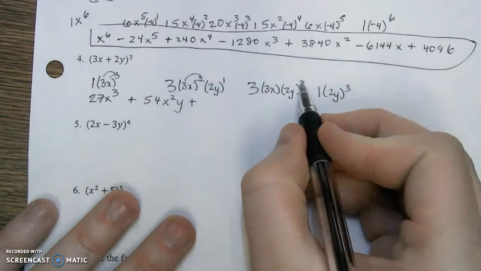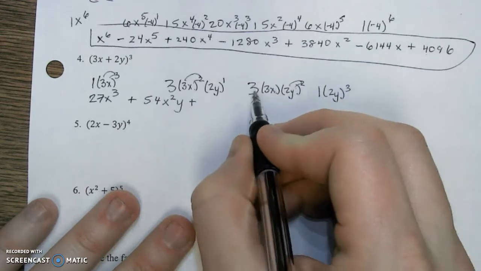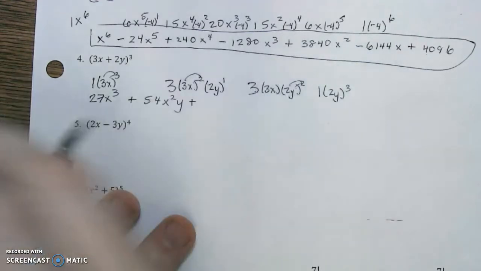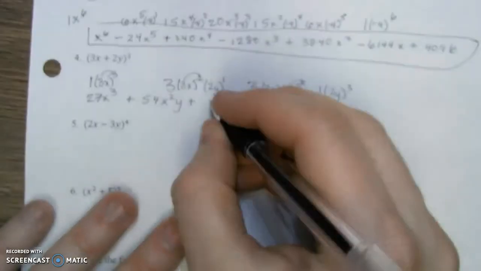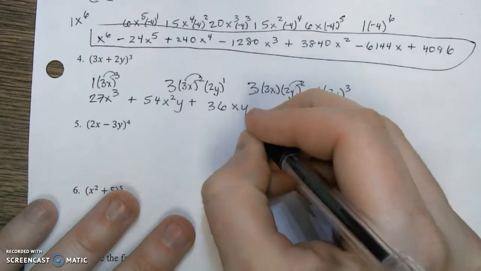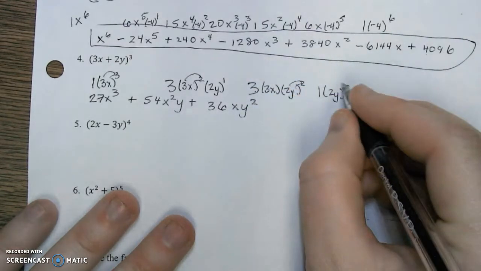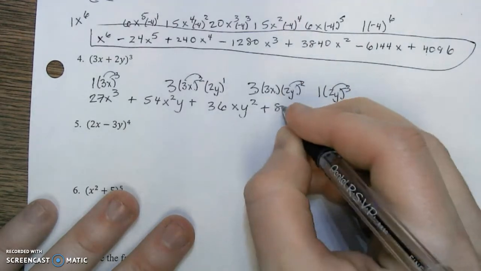All right, here I've got 4y squared and a 3x and a 3. So 3 times 3 is 9 times the 4, so we've got 36. And then x and y squared. And then I've got 2 cubed y cubed, and that is going to be 8y cubed.